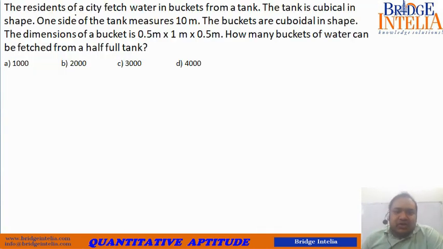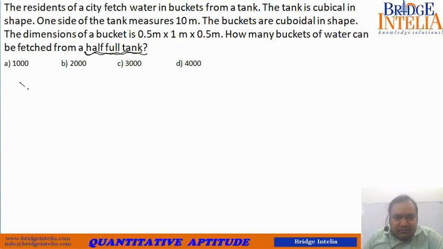The residents of a city fetch water in buckets from a tank. The tank is cubical in shape. One side of the tank measures this. So the tank is cubical. That's why only one side is given, because the other two sides are also of the same dimension. That's why in case of a cube, only one side is given, because all the three sides are the same. The buckets are cuboidal in shape. The dimension of the bucket is this. So how many buckets of water can be fetched from a half full tank? Please mind, the tank is half full.